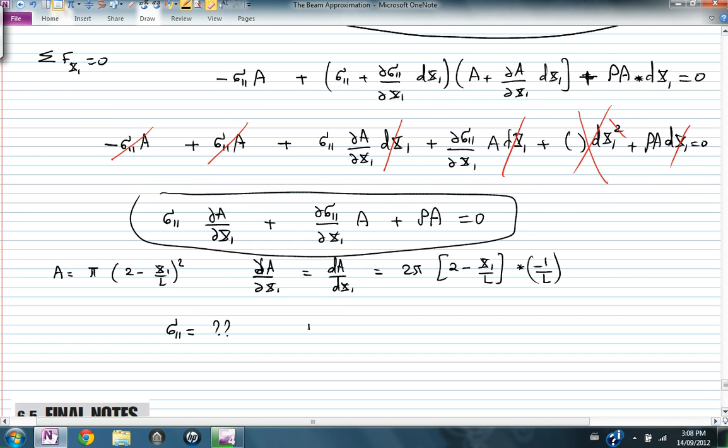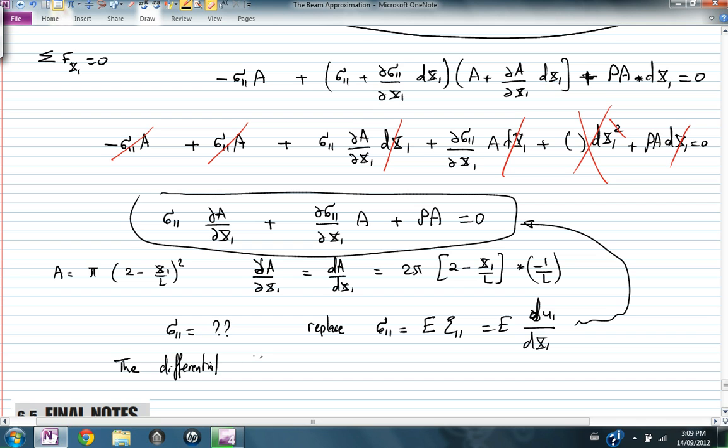And I could replace sigma on 1 with E times epsilon on 1, which is E partial u1 or du1 by dx1. I could put this here, and then the differential equation is in terms of u1, and it has the following boundary conditions.